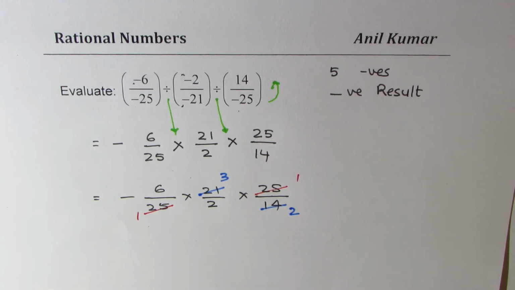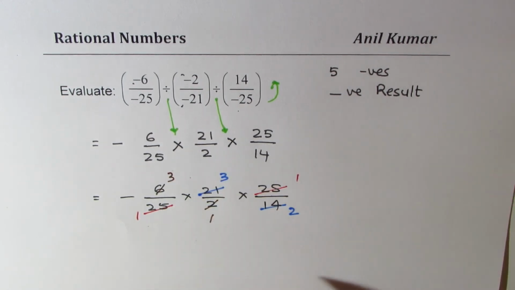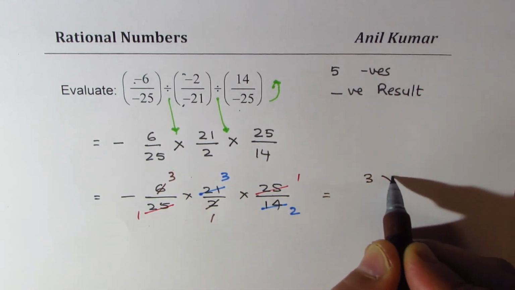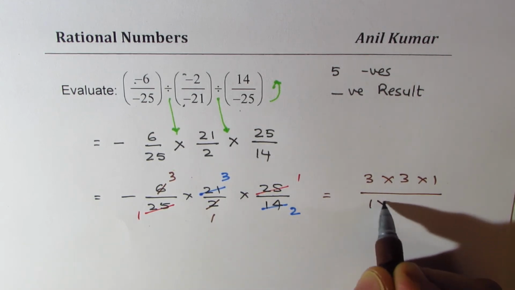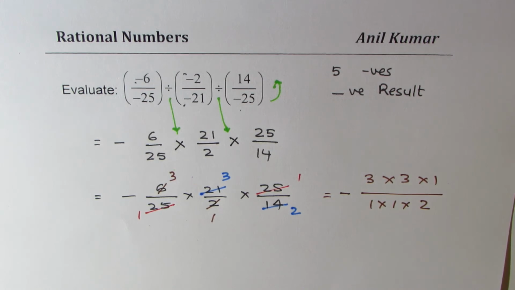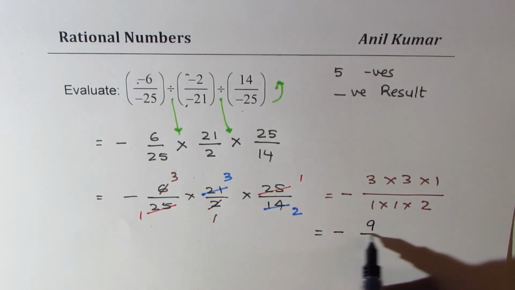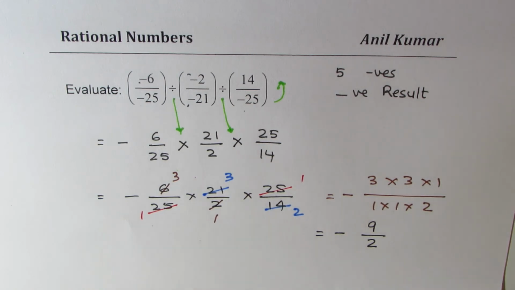We could also divide 6 by 2. So it's 2 times 1, 2 times 3. So what we get here is 3 times 3 times 1 divided by 1 times 1 times 2 with a negative sign, correct? So that gives you the answer, which is equal to negative 3 times 3 is 9 over 2. Does it make sense to you? So that is how we are going to do it.